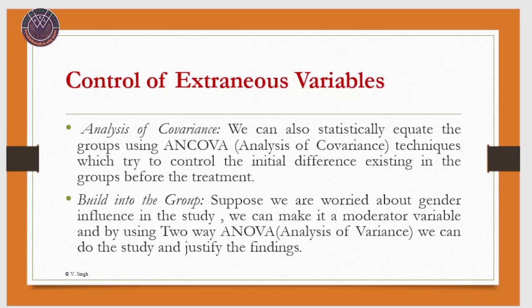Then we can take it as a moderator variable and, further, by taking the two-way ANCOVA technique within the group, we can just do the study and justify the findings. So these are a few techniques of controlling the confounding factors or intervening extraneous variables.